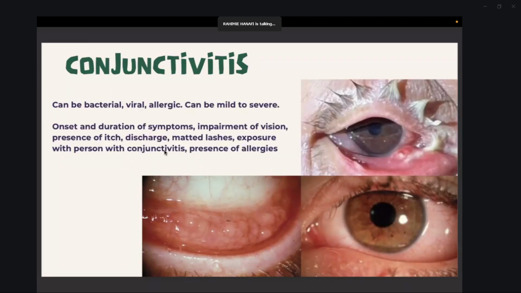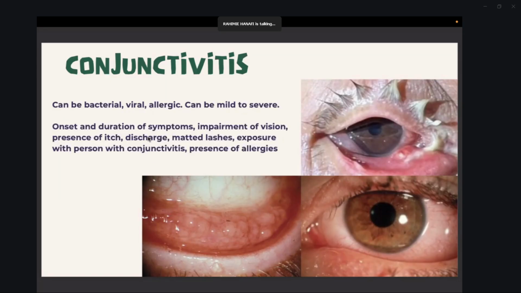Okay, so what's important in the history, signs and symptoms is to know the onset and duration of symptoms. Any impairment of vision? Usually in conjunctivitis, it's just mild impairment of vision, and the presence of itch, which is more pathognomonic for allergy. So it's also important in the history to ask if this patient has any allergic history.